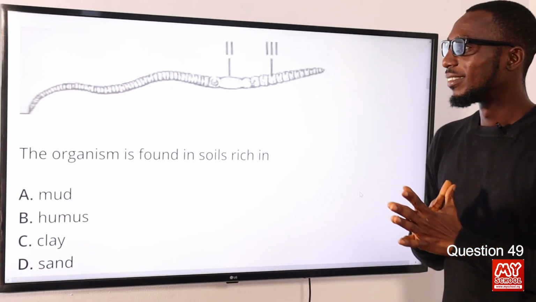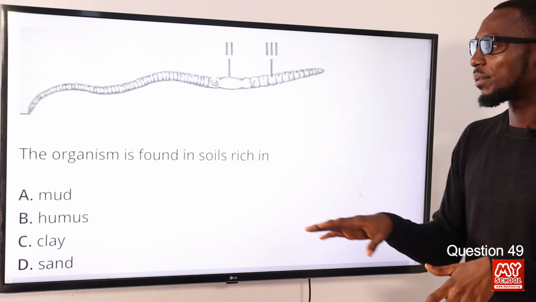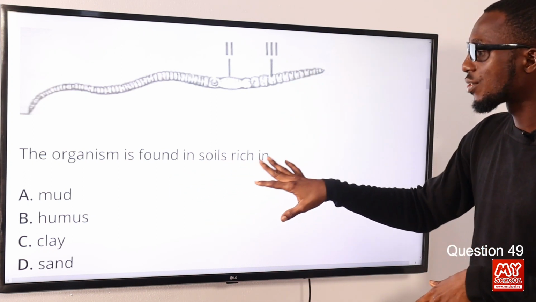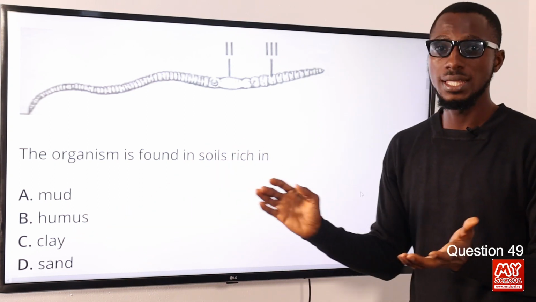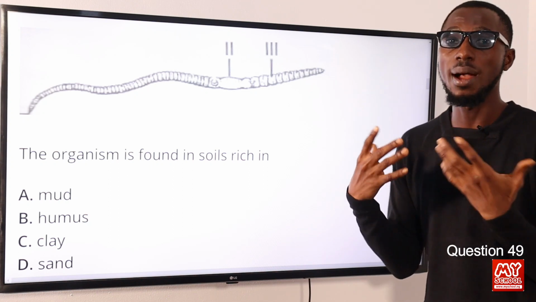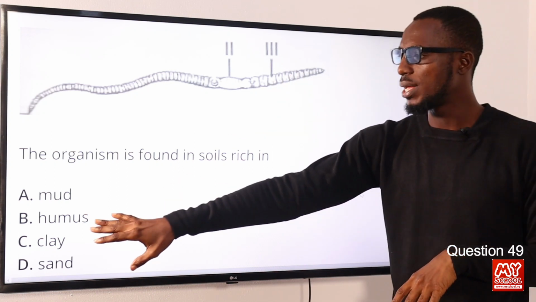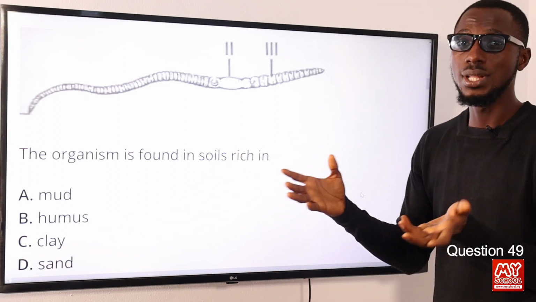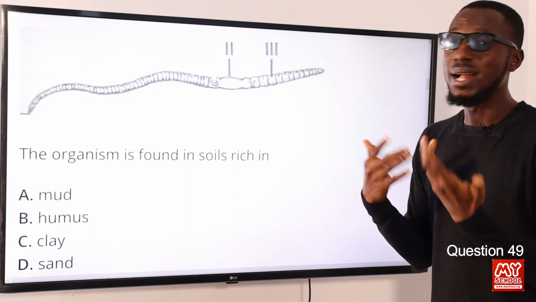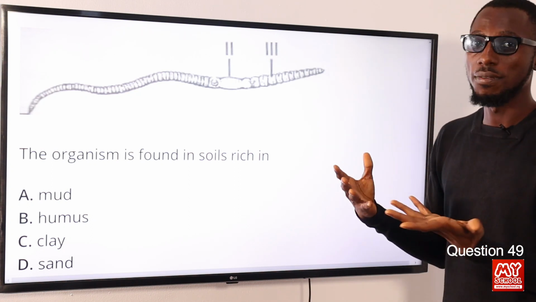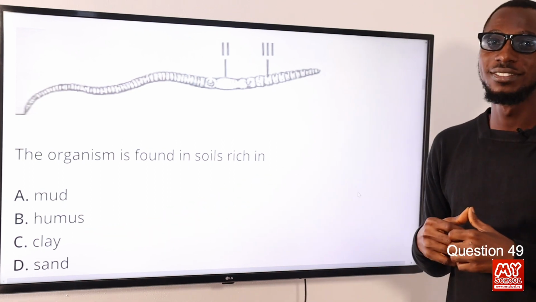Number 49. The organism, which is the earthworm we identified in the previous clip, is found in soils rich in what? Rich in humus. This is a type of soil that fits them because the water holding capacity is very good for the earthworm, and it contains enough organic material for the earthworm to live off. So the correct option here is option B, humus soil.